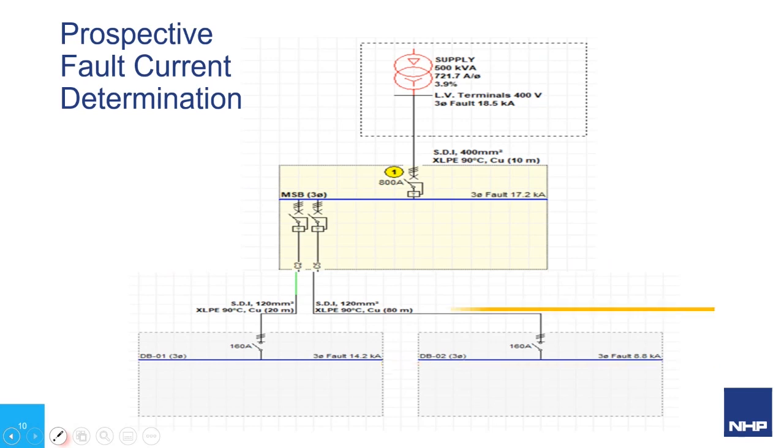Compare that with running the same size cable, 80 metres. Run that to DB2 as an example, and the fault current is reduced to 8.8 kA. This is a simple demonstration of increased impedance and the effect on the prospective fault current at different points in the installation.